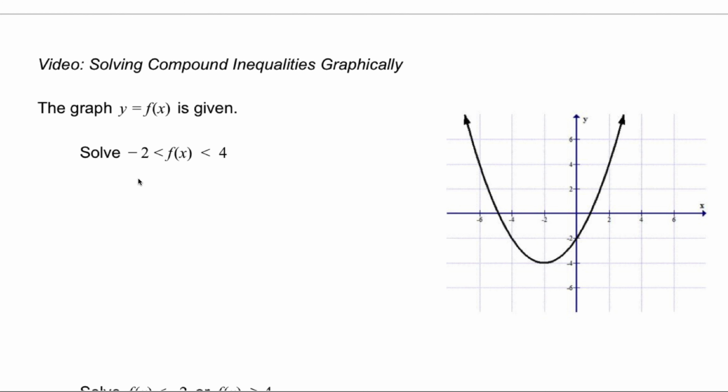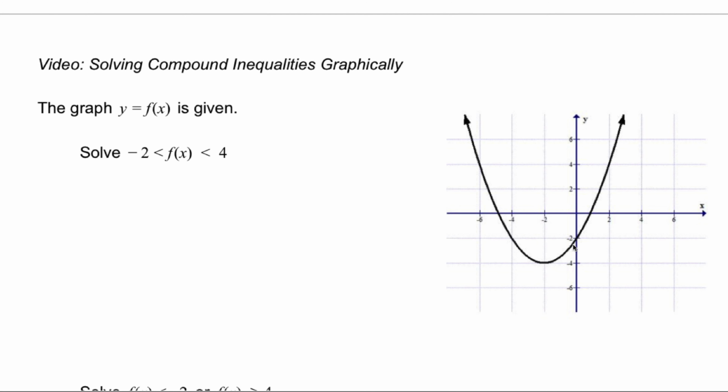statement true. We want to know what x values make the output of the function, that's what f of x means, between -2 and +4. So again, we want the output values to be between -2 and +4. That's what this three-part inequality is saying. So let's look at the graph.